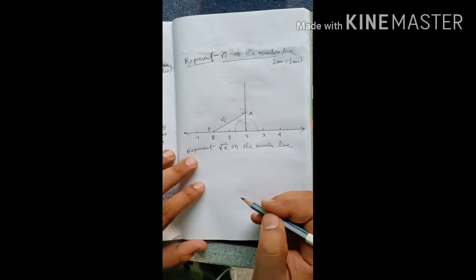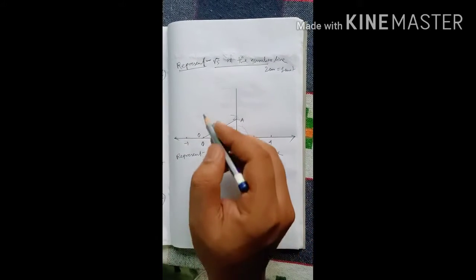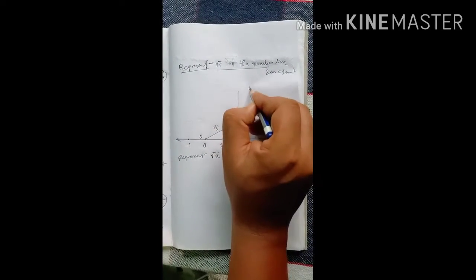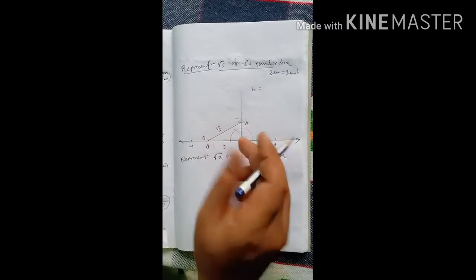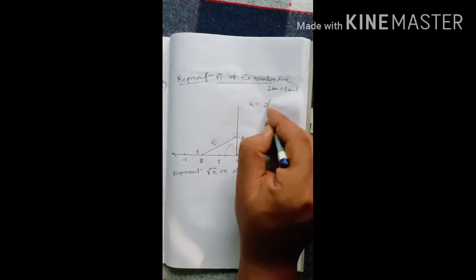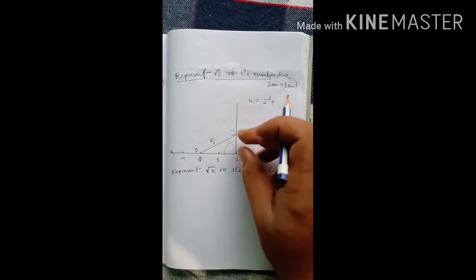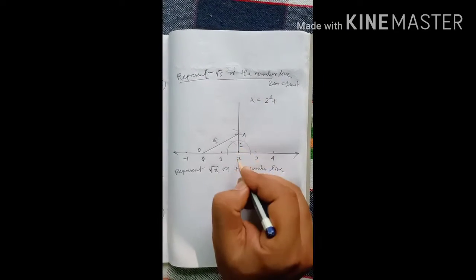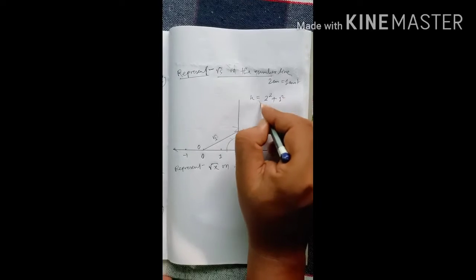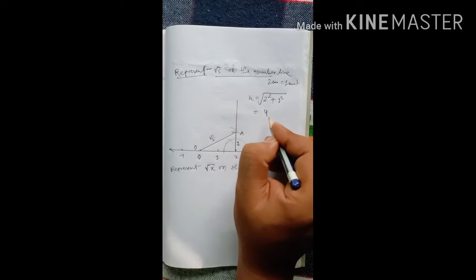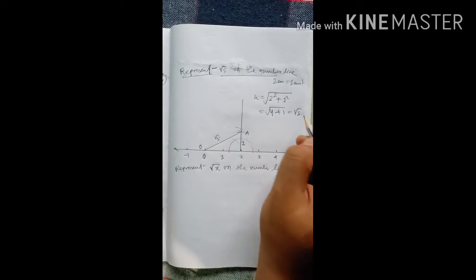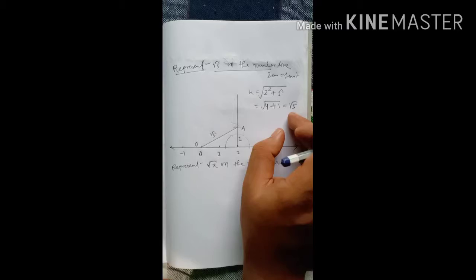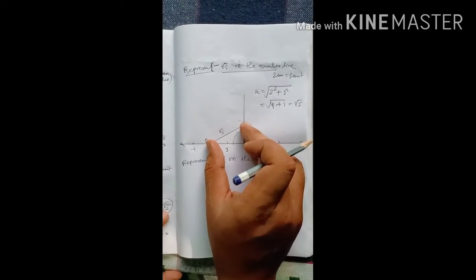How is it possible? Look at the Pythagoras theorem, where H is equal to the square root of P square plus B square. So here this distance is 2 unit. Base is equal to 2 unit, 2 square, plus here the height, that is 1 unit, 1 square. Square of 2 is 4 and square of 1 is 1. So here 4 plus 1 is 5. Look at here, it is root 5 unit. So the distance OA represents root 5 unit.